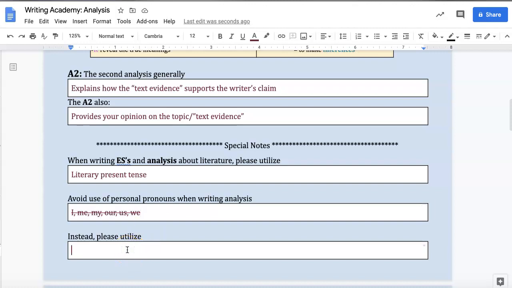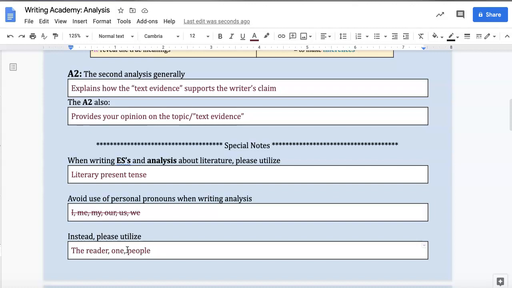Instead, you're going to use words like the reader believes that, the reader thinks, or one might think, or people in general believe. And that makes it more general and relatable for your audience. So when you can, avoid the use of personal pronouns when writing analysis in a formal argumentative essay. There are times when it is appropriate and necessary, especially when you get into argumentative writing in AP language, but it is not something that you will need to do in one of the essays for this class.